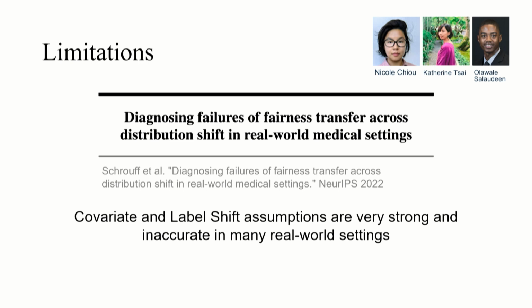Yet, in many settings, here I'm showing some examples in medical settings, but it wouldn't surprise me in lots of other settings, label and covariate shifts are too strong and insufficiently flexible for the kinds of shifts that we actually see in the real world. And what we're showing in this paper is a variety of settings where simply assuming label or covariate shifts is insufficient to actually handle the kinds of shifts that we find.